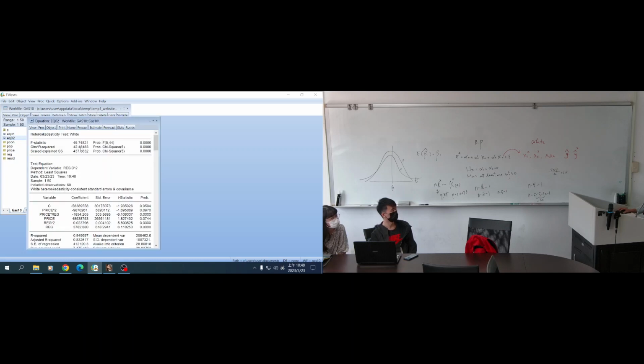What does this tell us? It seems that I still have a heteroscedasticity problem, right? But actually it is already corrected. But it's not guaranteed. Good, this is a good point. All right?